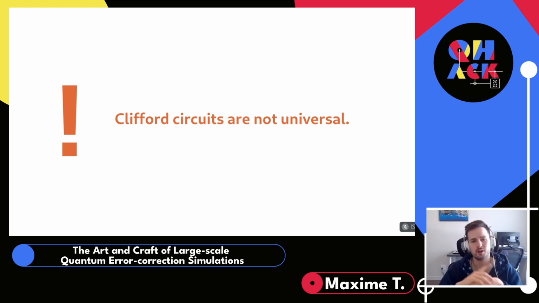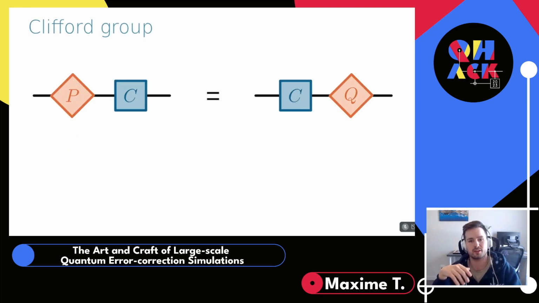Before we move on, one important thing is that Clifford circuits are not universal for quantum computing. You cannot use them to perform any computation, but you can still perform error correction to quite a large scale. In fact, this is sufficient for error correction, but not for universal quantum computing.